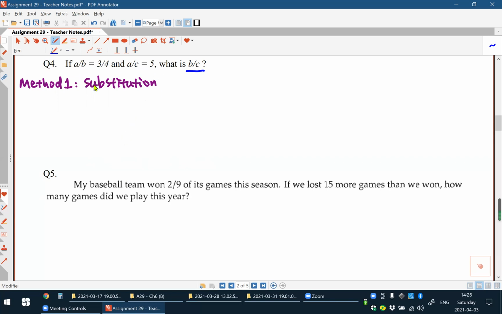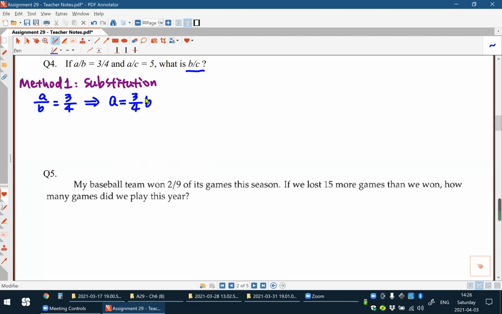So to get that, we know that A over B is 3 over 4 and A over C is 5, okay? According to these two equations here, we can solve B in terms of C, right? So let's see how we can do this. A over B is 3 over 4, right? So that means we can solve A in terms of B. A is 3 over 4 times B, right?